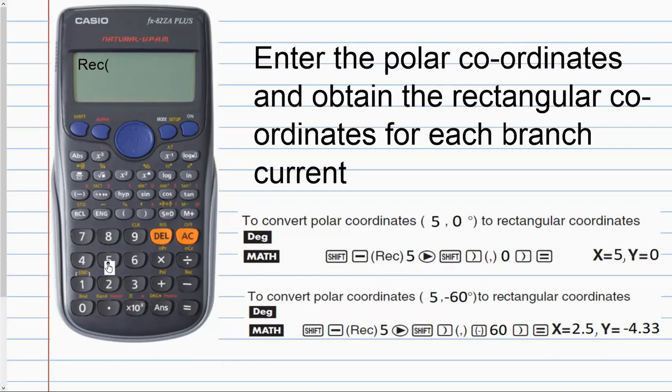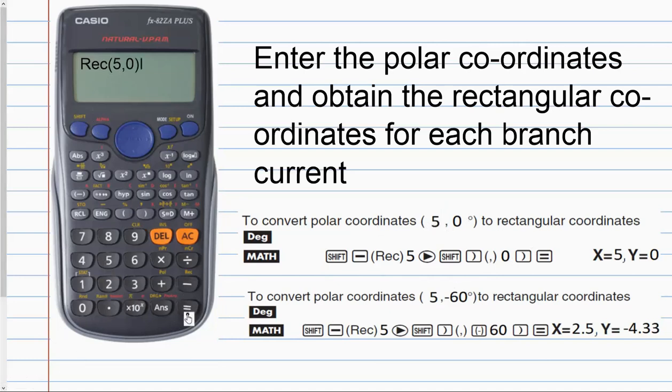So we're going to put some polar values in and get a rectangular answer back. You can see here it's 5 amps. We press shift and then the right bracket, which gives us a comma. Then we press 0. There's your 5 amps at 0 degrees. Then you press the bracket to close that off.